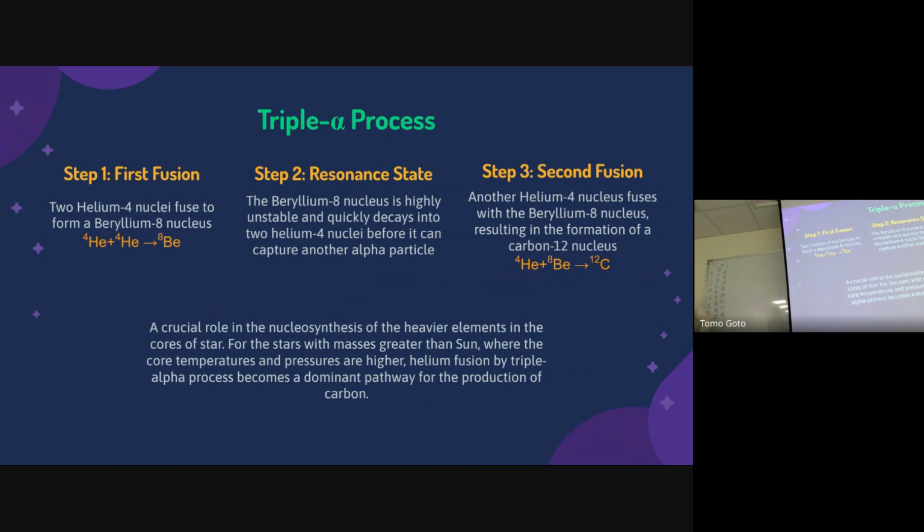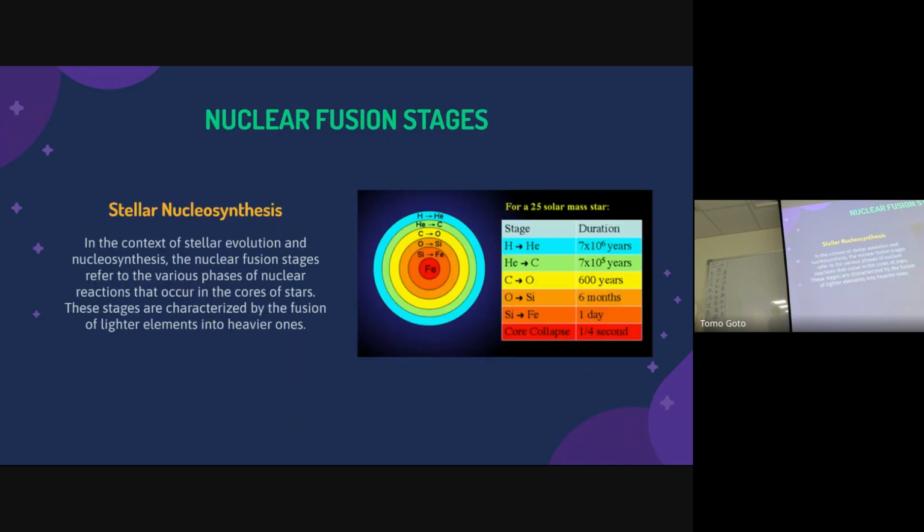So we come to the third step for the second fusion. Another helium-4 nucleus fuses with the beryllium-8 nucleus and results in a carbon-12 nucleus. So it plays a critical role in the nucleosynthesis of heavier elements in the core of a star. For stars with mass greater than the Sun, when the core temperature and pressure are higher, helium fusion by the triple alpha process becomes the dominant pathway for the production of carbon.